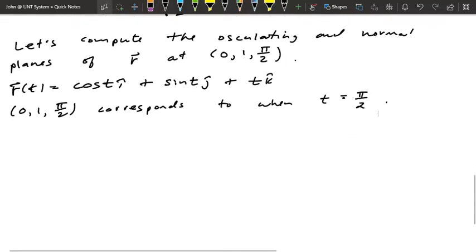Okay, so let's see. The osculating plane is going to contain that point.